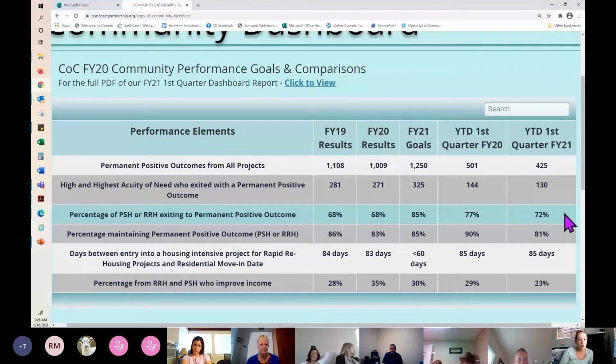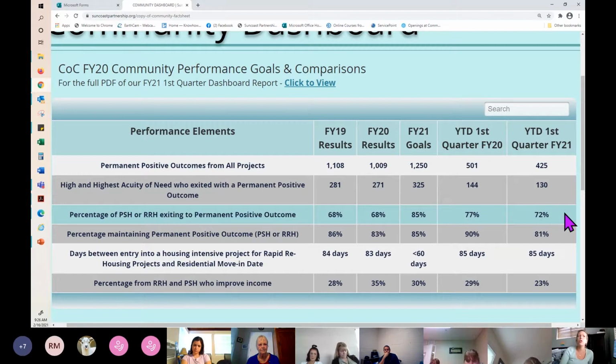Your data also creates opportunities to provide funding into your community. So for instance, especially right now with the ESG CV money that's coming down, the CARES Act money, a lot of those funding allotments are determined by the need of your community. So when you're entering data, remind yourself that you are depicting the need of your community.